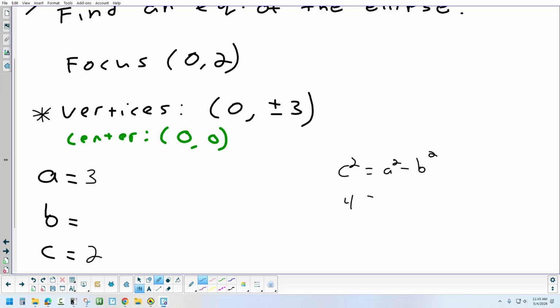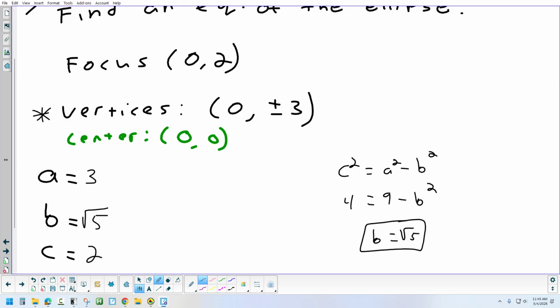So 4 equals 9 minus B squared. So what does B come out to? And technically, we don't need B. We need B squared for the formula, but we can write B. Root 5. Yep. Okay, so we got everything we need.